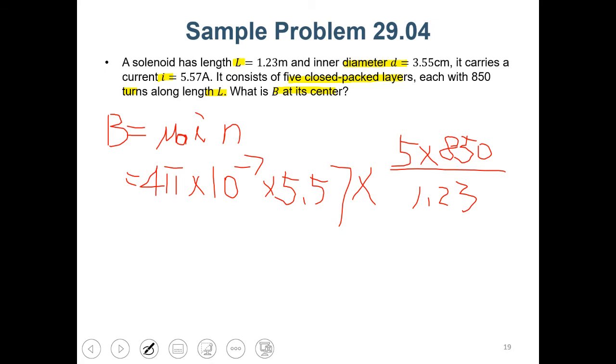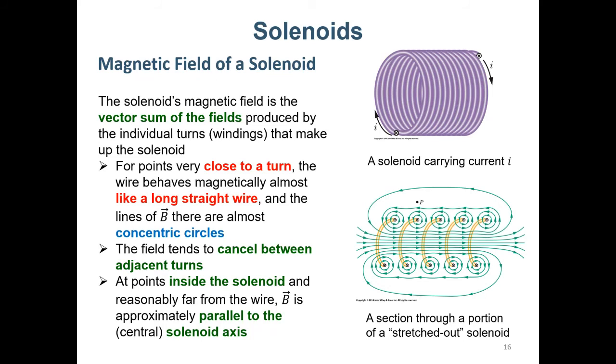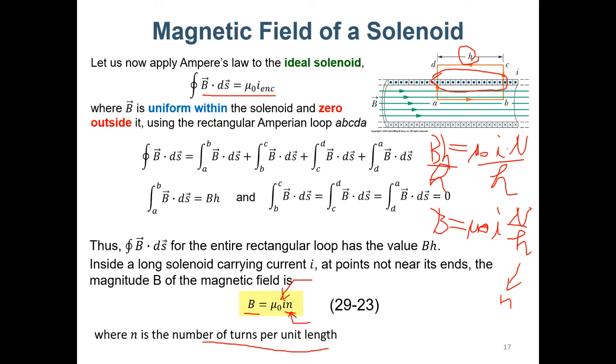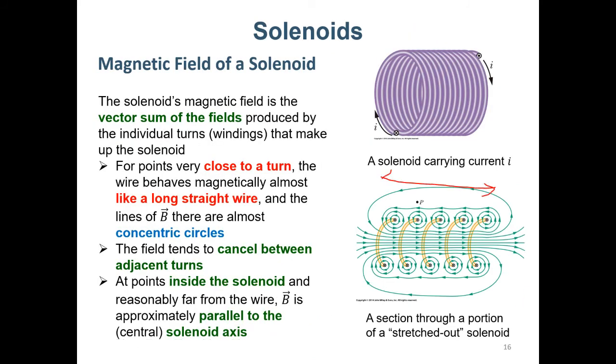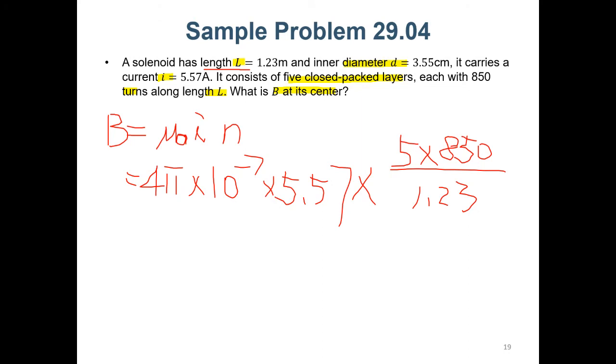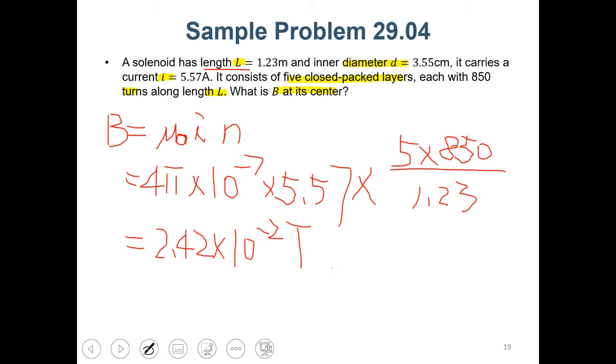So the diameter is irrelevant to the answer because it is not related to the diameter. We only consider the length, which means that if we consider the total number of turns per unit length, this one is what we consider. This one we don't really consider. So we only consider 1.23 meter here. And then the final answer will be 2.42 times 10 to minus 2 Tesla. Any questions?